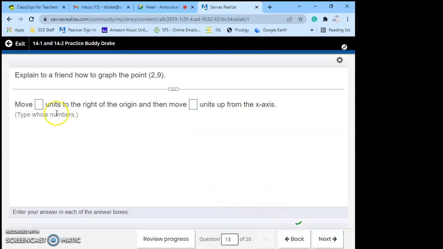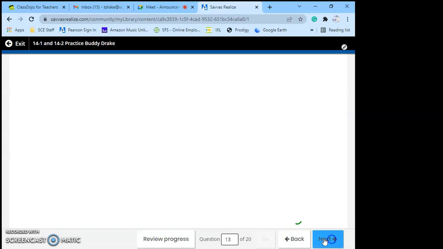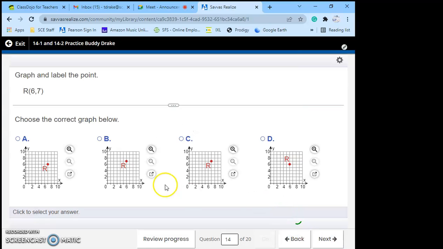How do we find 2, 9? Well, we move 2 units to the right, and then up 9. Find 6, 7. Well, we have to go over to 6. R's not on that one. We got to go over to 6. Well, it is on that one, and it is between 6 and 8, which is 7. So it is 6, 7. Mine is B.